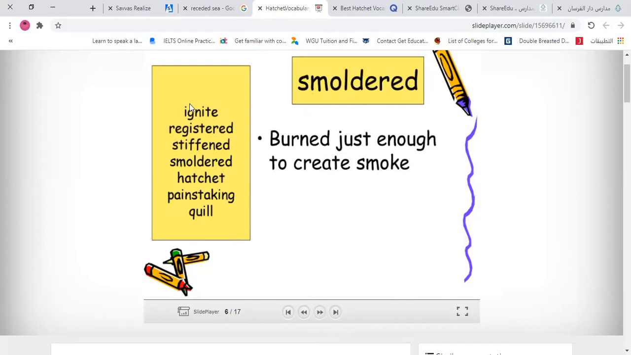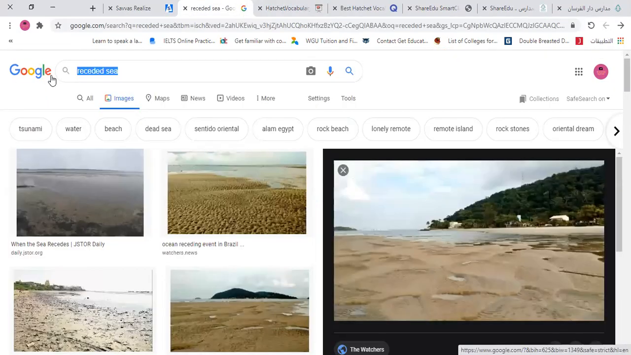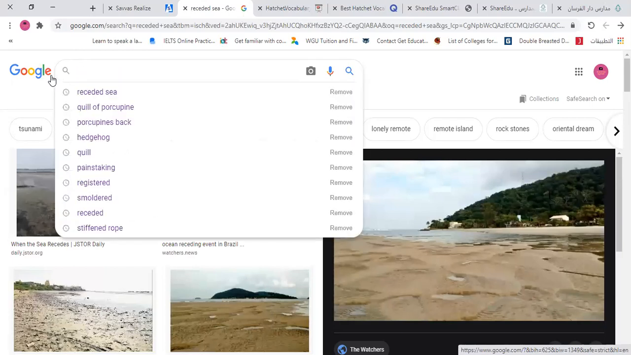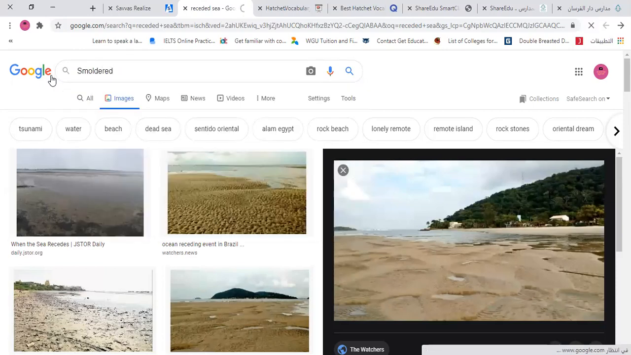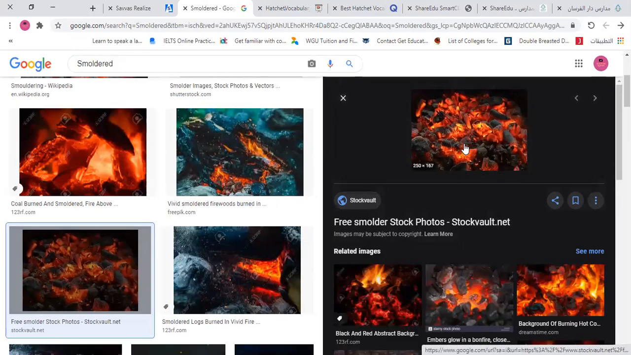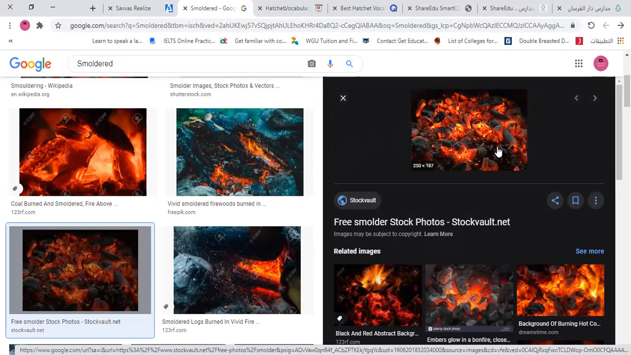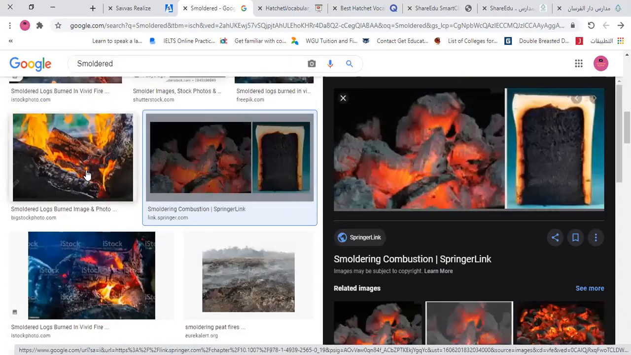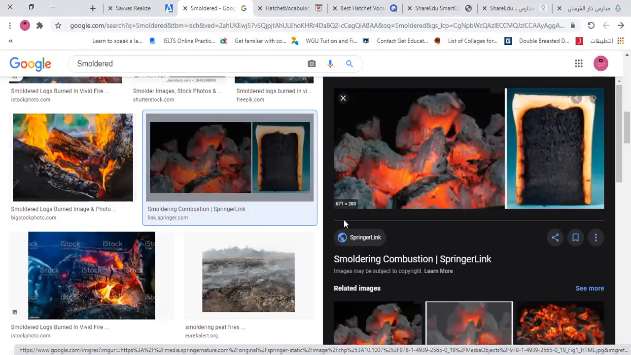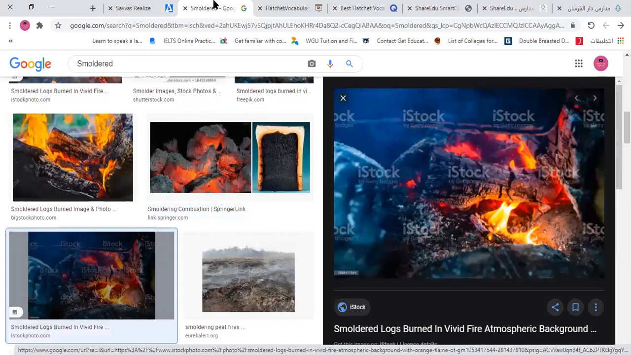And then smoldered. Smoldered means burned coal or burned woods. Like this is smoldered. If I say smoldered coal, it will be like this. It's burned, but there's not a lot of smoke or smell around it. It's only burnt coal like this, or burnt woods like this one. So this red side right here is called smoldered. Burnt. It means it's burnt.